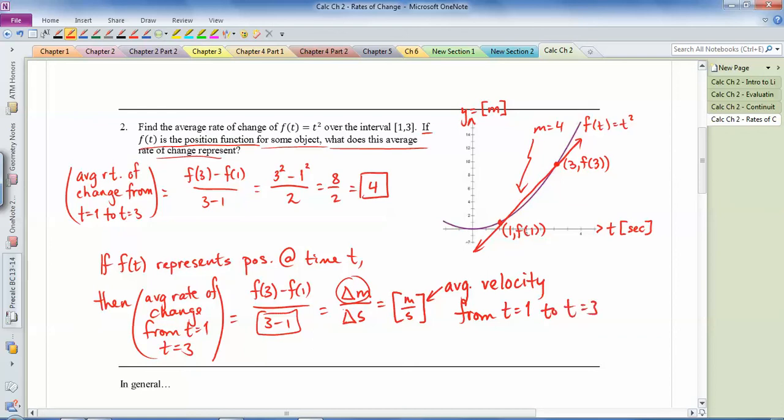Now I don't actually know if it's meters per second, but it does give me a change in position over some change in time. And that always is considered a velocity. And in this case, it's the average velocity from t equals 1 to t equals 3. Okay?